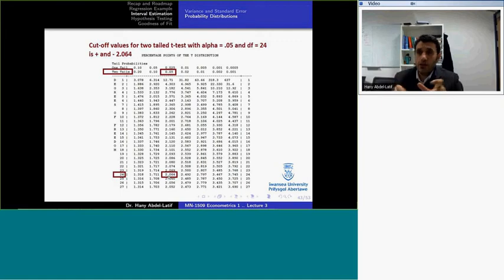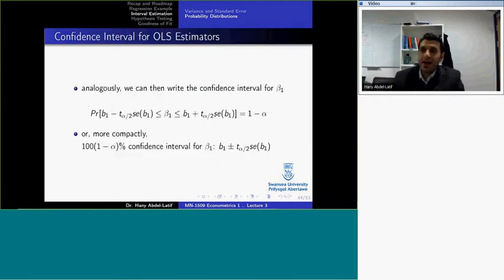So that means t alpha here, which is 5%, and the critical value, which is t in that formula, is 2.064. So that's an example of how to obtain this t critical from the t distribution table.